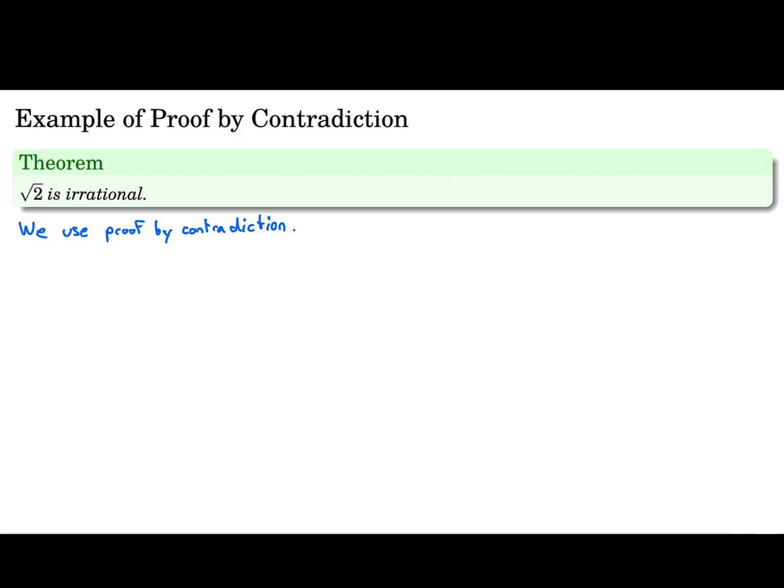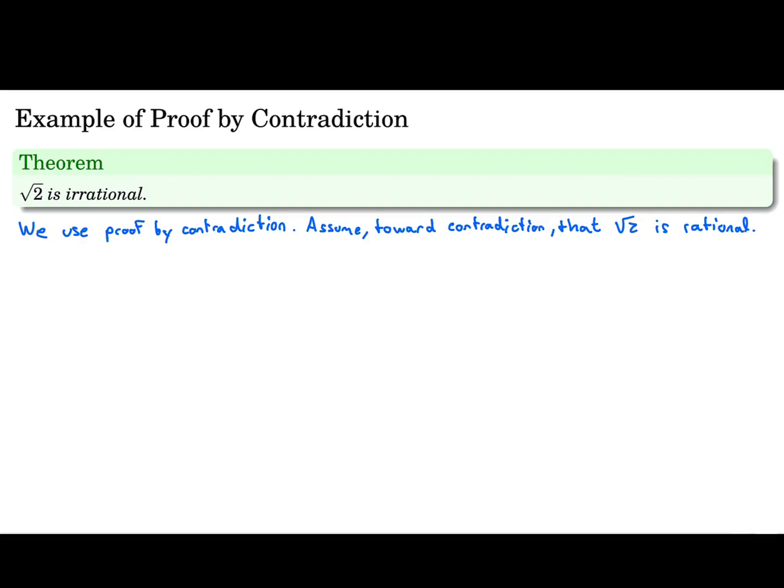So let's say, assume toward contradiction that square root of 2 is rational. The good thing here is that this gives us something to work with, because now we can assume that square root of 2 is rational, and so we can make some assumption, and then we need to work with that assumption to try to find some contradiction.